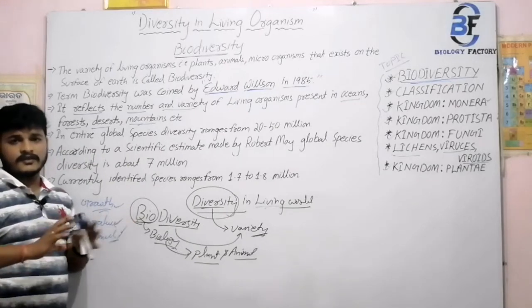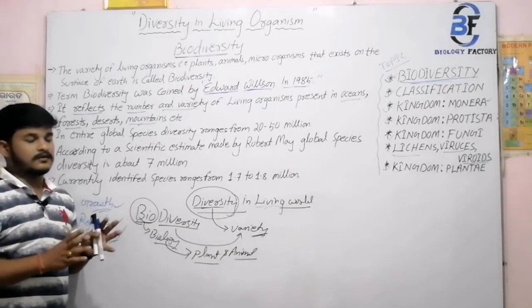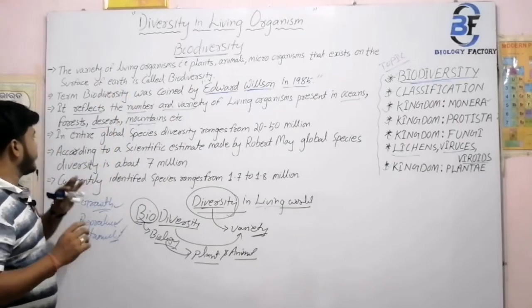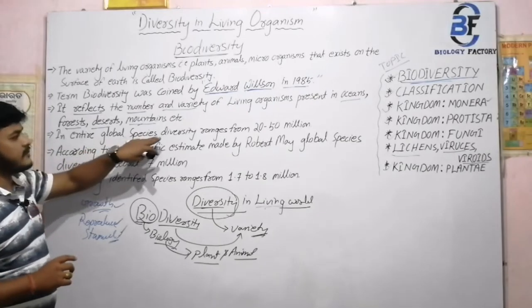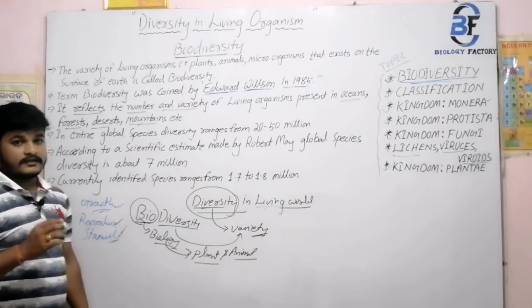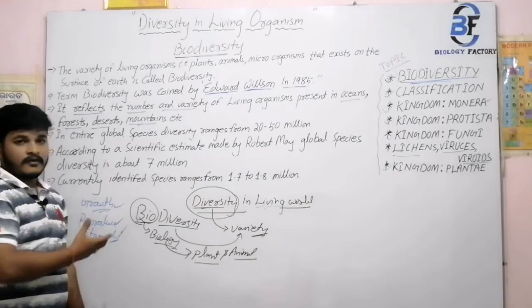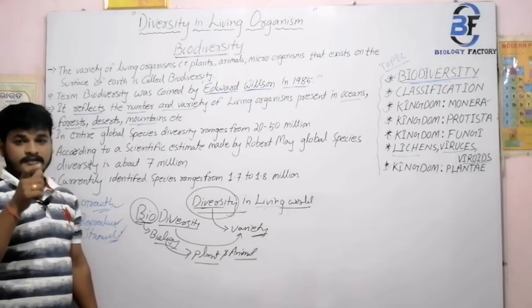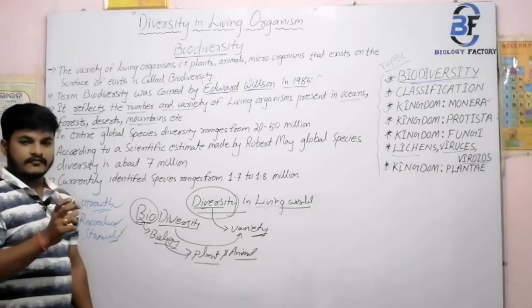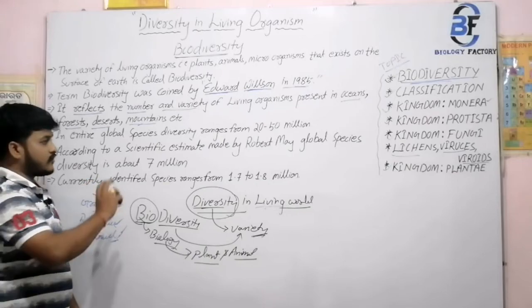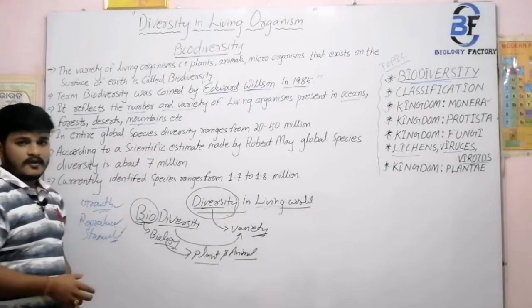All the living organisms, all the things which exist on the earth, are included in your biodiversity. So this term is also clear. Next, the entire global species diversity ranges from 20 to 50 million. In different groups there are numerical changes. In some books it is written as 2 million, in some books 7 million, in some books it ranges from 1.5 to 1.7 million. So don't worry about the term, just focus on the points.